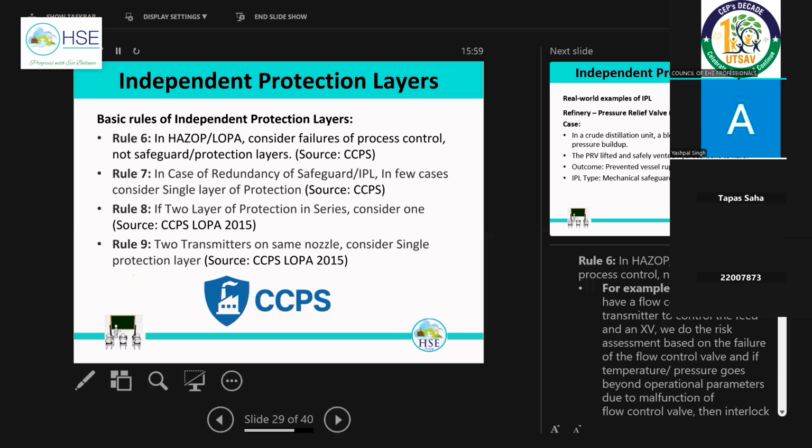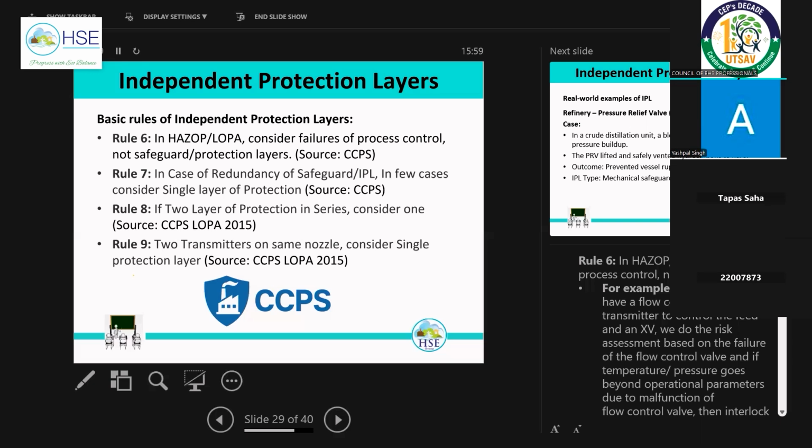In case of redundancy of safeguard or IPL, in a few cases we consider a single layer of protection, like here on C. Similarly, suppose there are 2 control systems as a safeguard or protection layer, but our DCS is not designed for redundancy, then we cannot take 2 protection layers as credit, but we have to consider only 1.